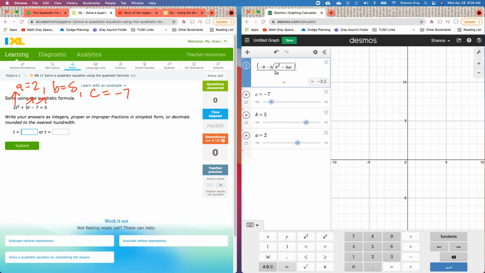Oh, I see, sorry. So basically, watch. I'm going to change this. It says you can do it to decimals. So my answers here are negative 3.5. Or if I change this to a plus, 1.